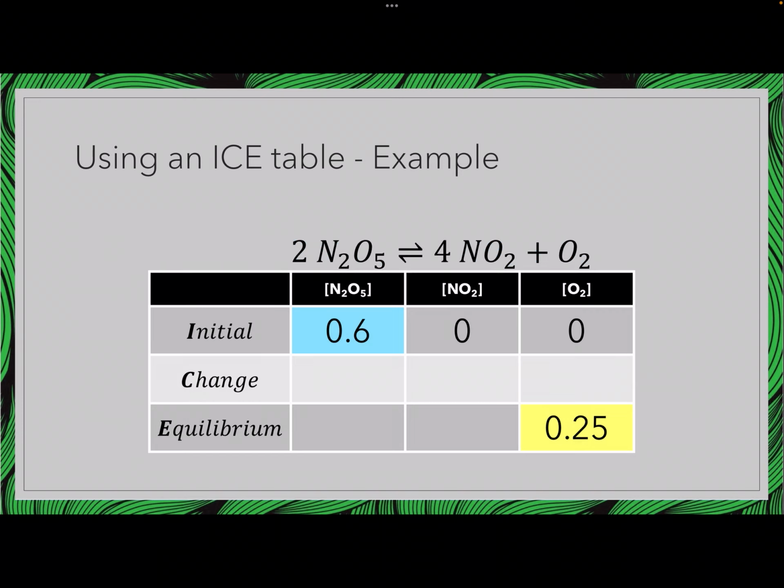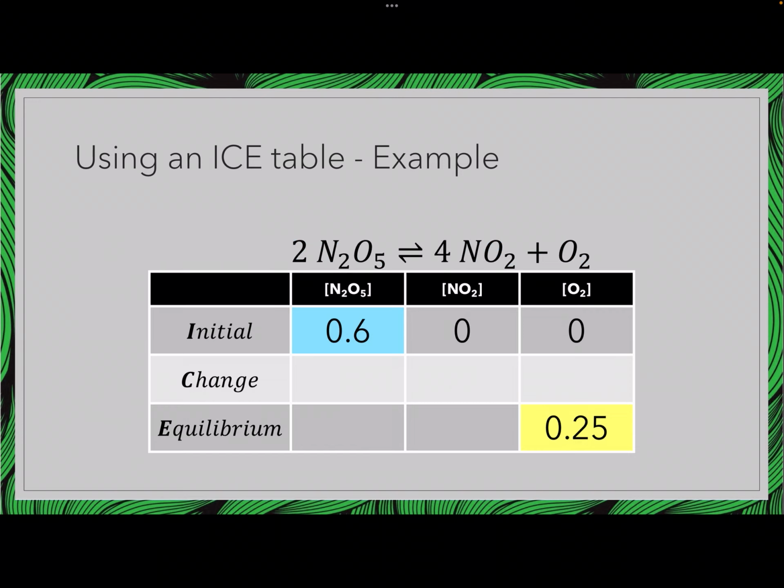And we're also told that the equilibrium concentration of O2 is 0.25. So what's gone on here? What information can we glean from this? Well, we can see that O2 has gone from 0 to 0.25. Sorry, just put all the answers in at once. So that means it's gone up by 0.25. So the change should be plus 0.25.